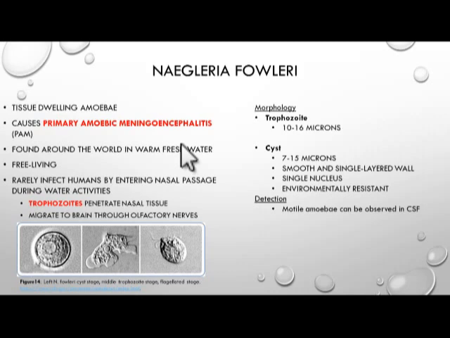Morphology of this organism is 10 to 60 microns for the trophozoite. The cyst stage is 7 to 15 microns with a smooth and single layered wall. It has a single nucleus, and it is environmentally very resistant. Again, this is a free-living amoeba, and detection unfortunately occurs post-mortem, because the infection spreads so rapidly. Detection occurs through wet mount detection of CSF, where you can see the motile amoeba swimming in the cerebral spinal fluid.